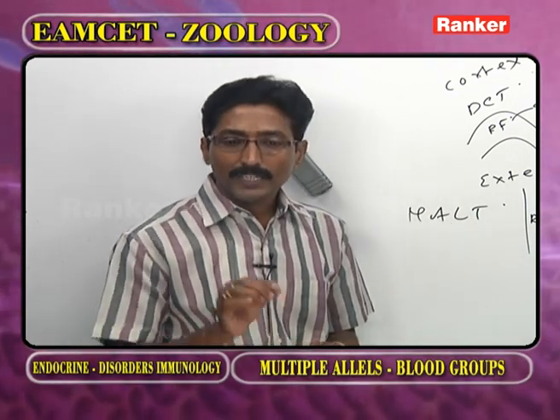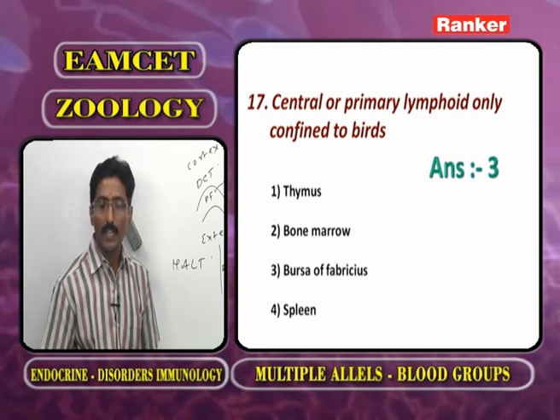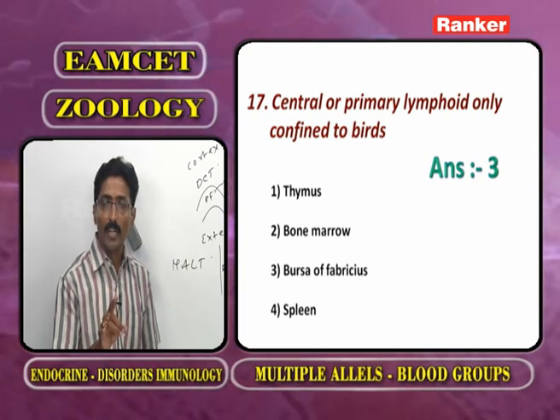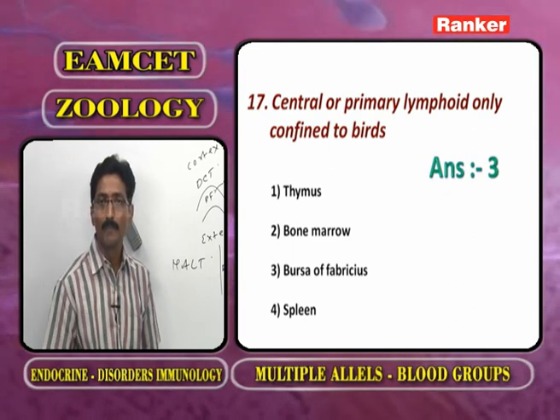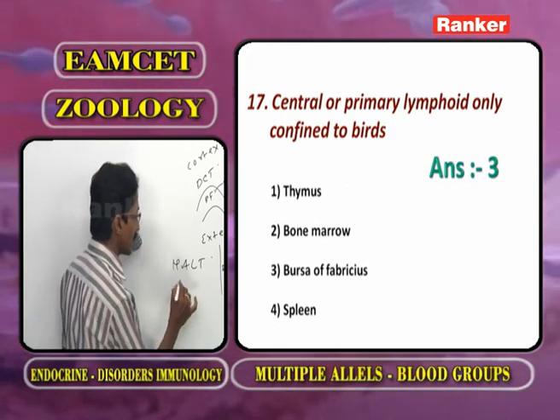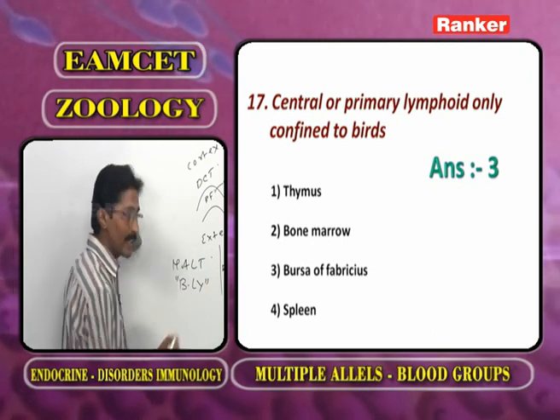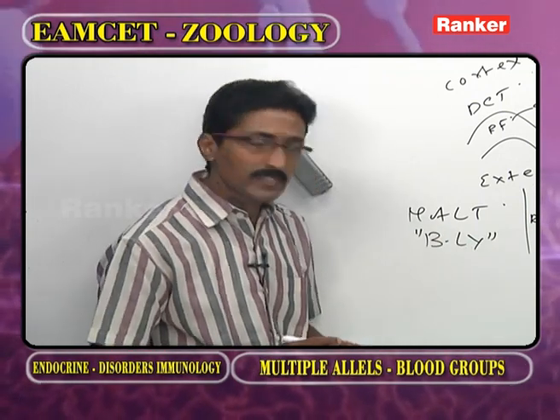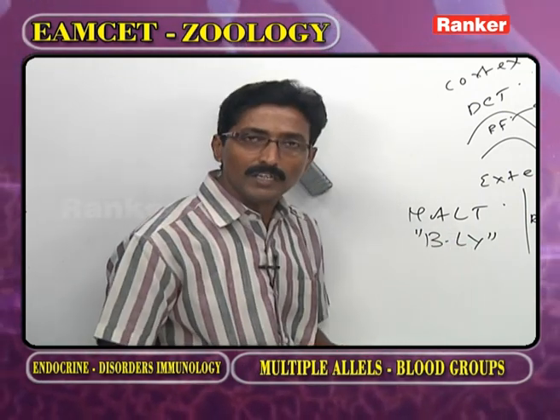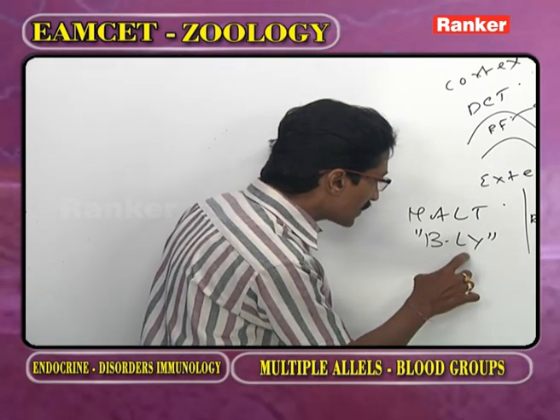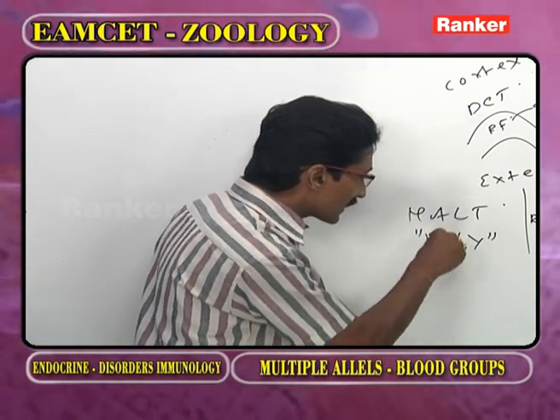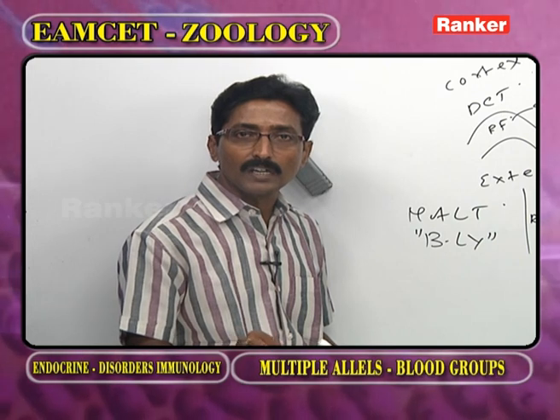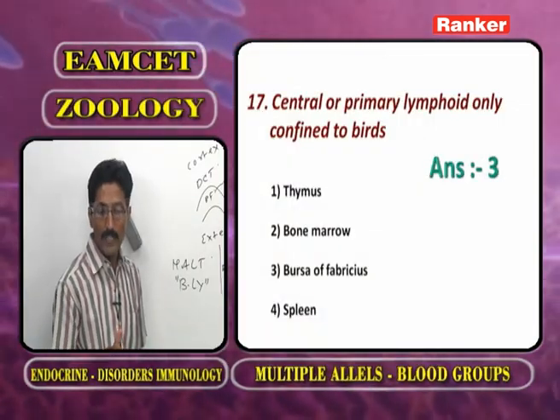But here we are asking about the central or primary lymphoid organ that is present only in birds, which we call the bursa fabricii. From the bursa fabricii, the B lymphocytes were first identified, so these lymphocytes got the name B lymphocytes. Why are these lymphocytes called B lymphocytes? The first time these lymphocytes were identified was in the bursa fabricii. The bursa fabricii is the primary lymphoid organ in a bird's body. So the answer is the third one.